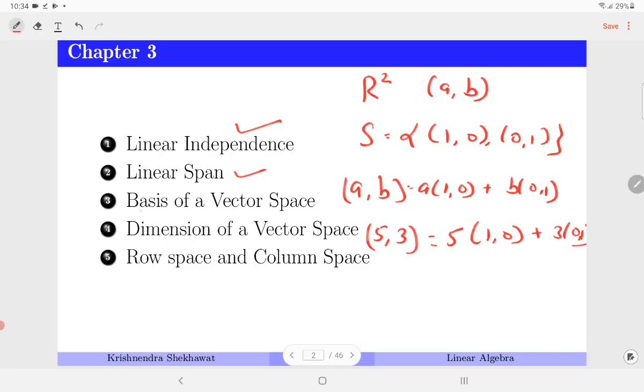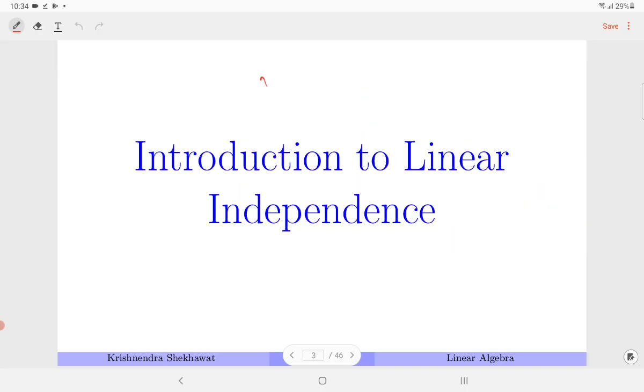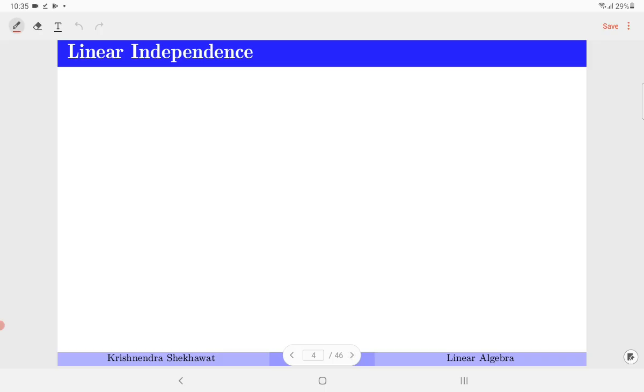Using these two concepts, we are going to talk about the basis of a vector space. So S is the basis of vector space R2. Then the number of the vectors in the basis of a vector space is the dimension. So the dimension of R2 for usual addition and scalar multiplication is 2. And then we are going to discuss one more concept, row space and column space. So let's start with linear independence.